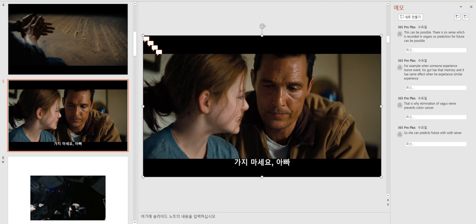This can be possible. There's a sixth sense, which is recorded in organs, so prediction of the future can be possible. For example, when someone experiences a horror event, his gut has that memory, and it has the same effect when he experiences a similar experience. That is why elimination of the vagus nerve prevents colon cancer. So she can predict the future with a sixth sense.